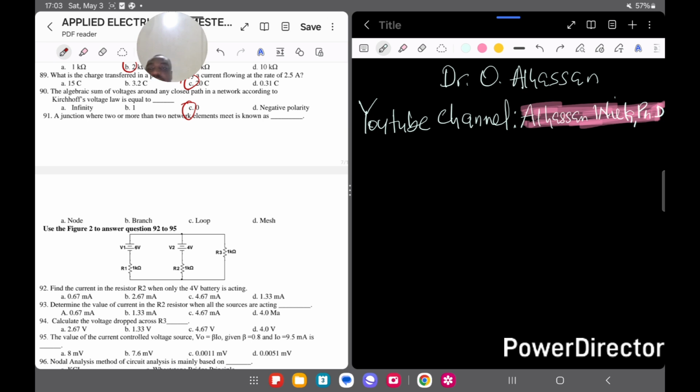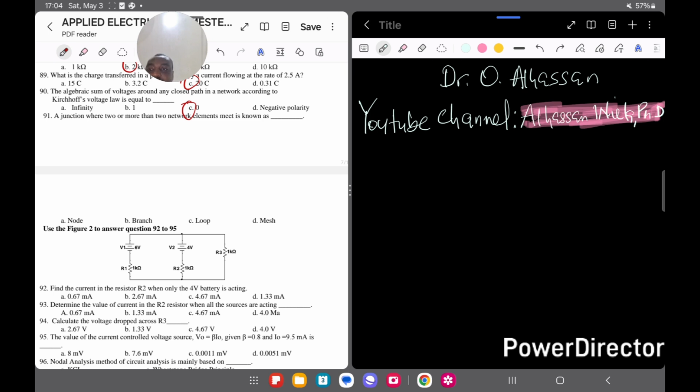Okay, so let's get started. We are going to continue from question 91. We stopped at 90. That was yesterday. So today I'm going to solve question 91 to 120. 120 is the last question. So let's get started, starting with question 91.